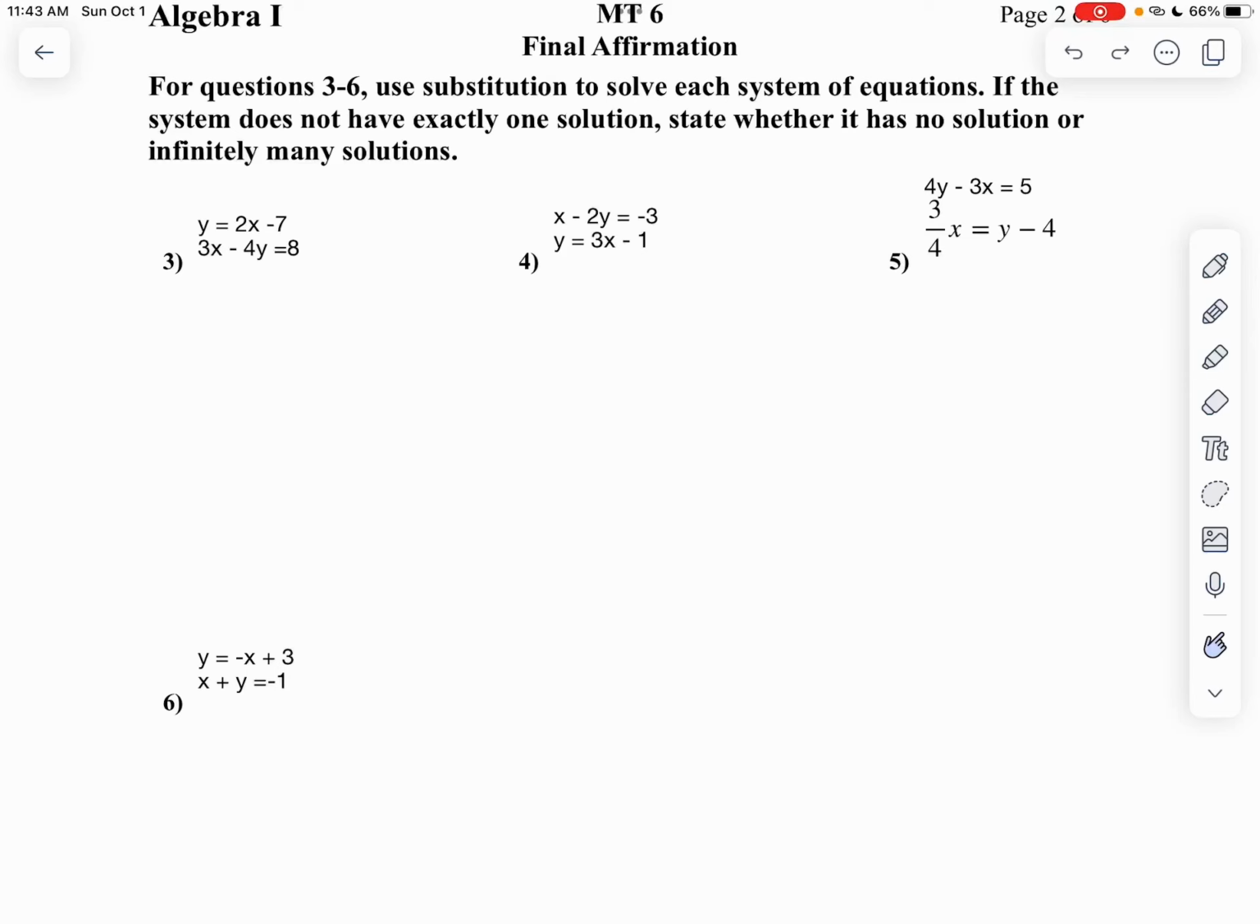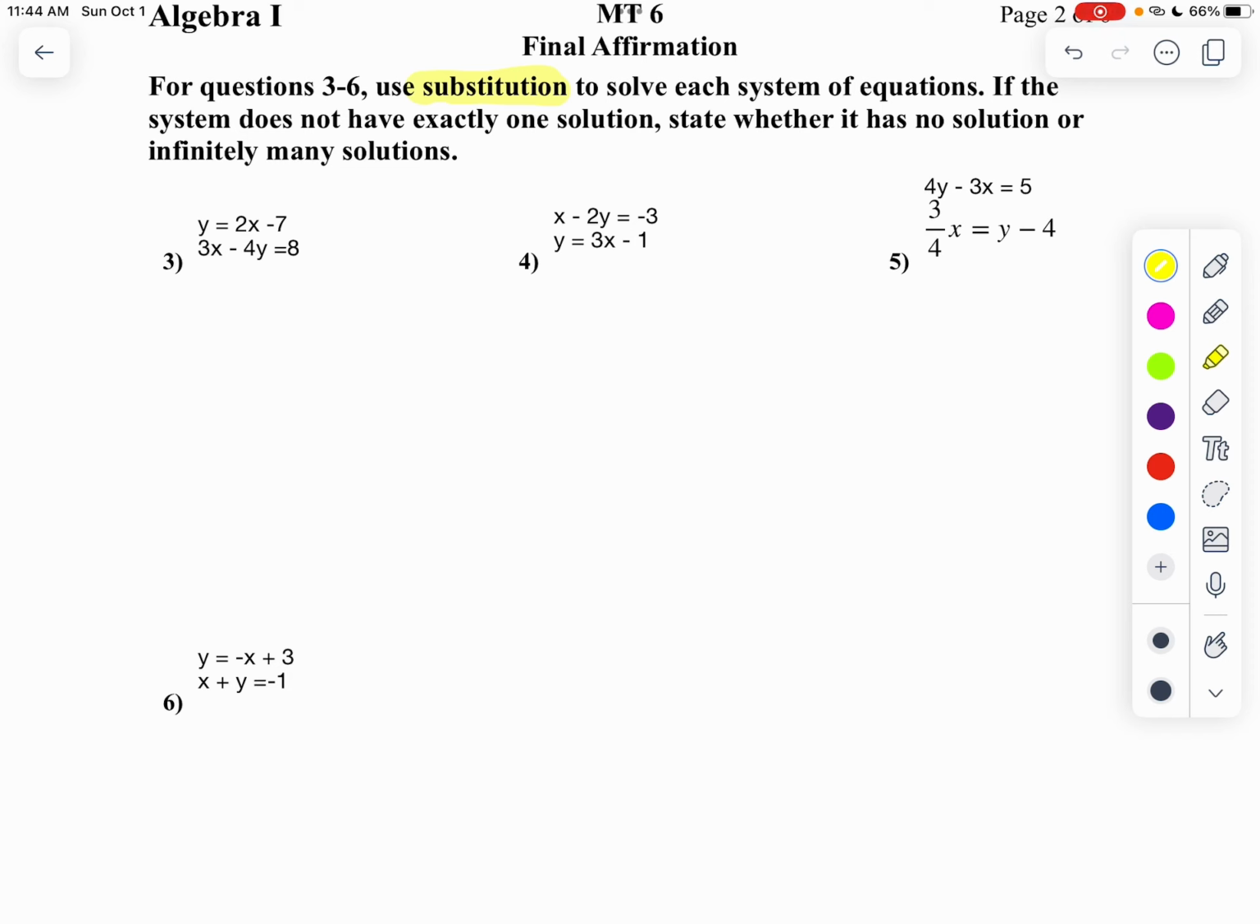On page 2 of your practice test, notice this set of questions. I want you to use substitution. In other words, I want to see the work for substitution, and I want to see your answer with your work. It's fine for you to go into Desmos after you do the problem to check to make sure you did it right, but you've got to do the work with substitution.